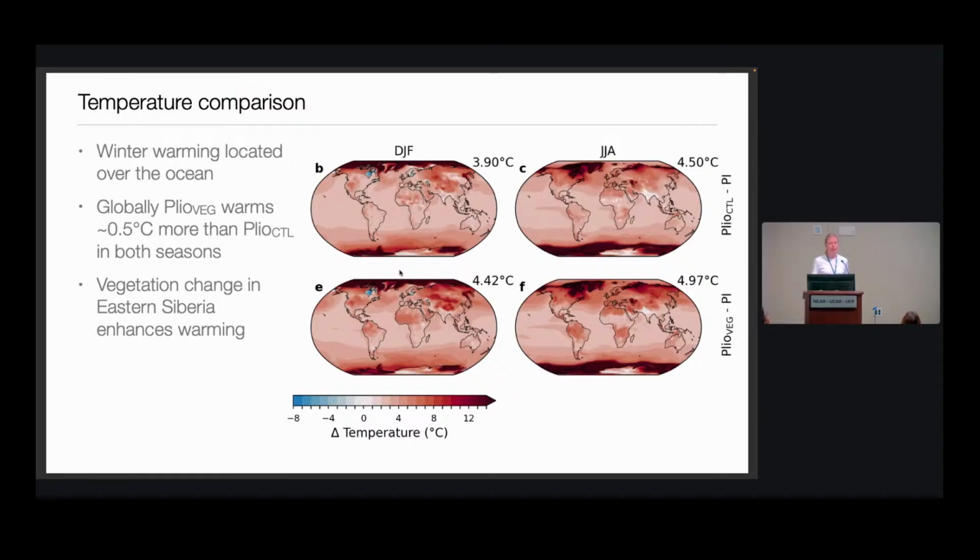Then if we look at the seasonal decomposition, so specifically winter and summer temperatures, we see that the winter warming is located over the ocean mostly, but our summer warming is mostly over land. And then again, we see this half-degree warming for both of the seasons. And the vegetation change in eastern Siberia really enhances the warming in both seasons, but mostly in the winter.